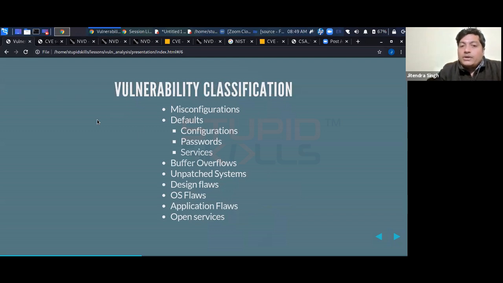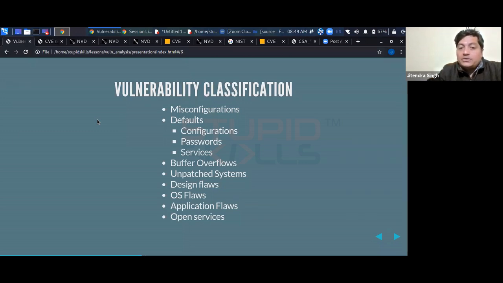When we talk about classifying vulnerabilities, you would see that they happen because of some misconfigurations, or because of some default values that you left in a configuration, or you did not change the default passwords, or you did not map the default ports to other ports for services.